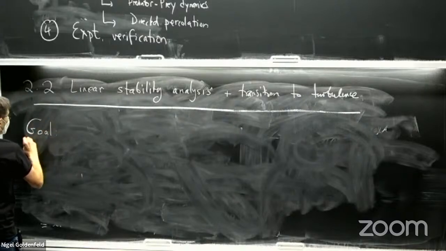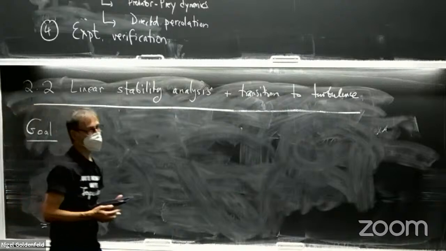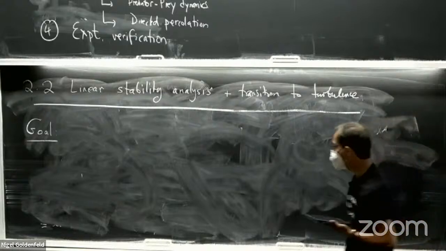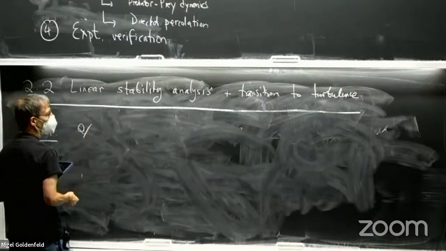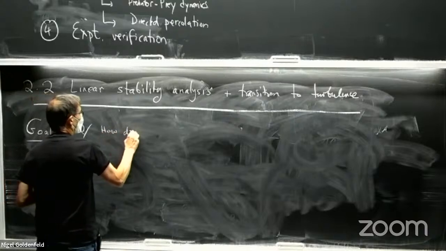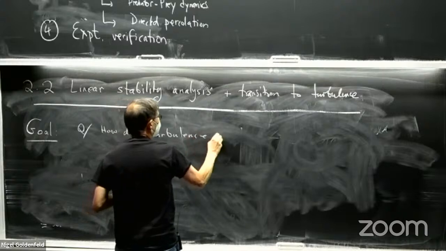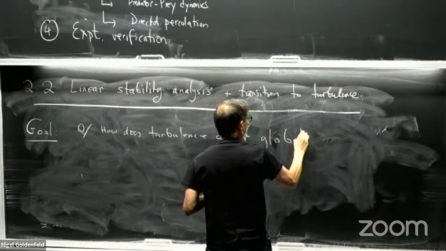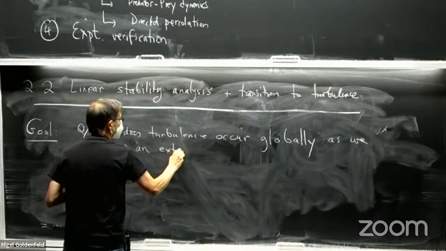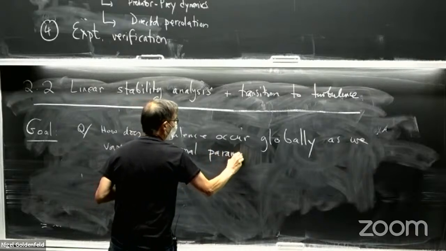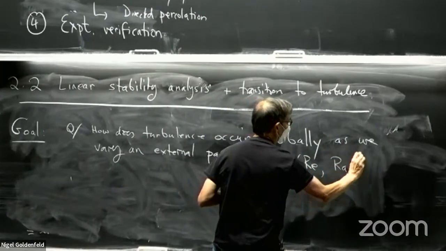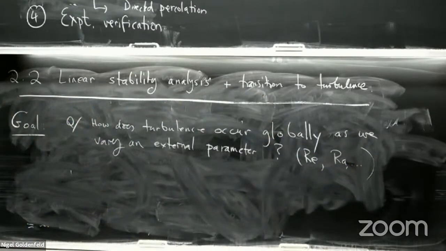So the goal of what we're talking about today is to understand the transition to turbulence, not as a function of how turbulence might spread and contaminate a region and cause it to become turbulent, but now looking at a whole bulk system and asking what happens as we raise, say, the Reynolds number or the Rayleigh number or some other thing. So what we're looking at is how does turbulence occur globally as we vary an external parameter. That parameter might be the Reynolds number, but it could be the Rayleigh number, maybe other things as well. Okay, so that's the question.